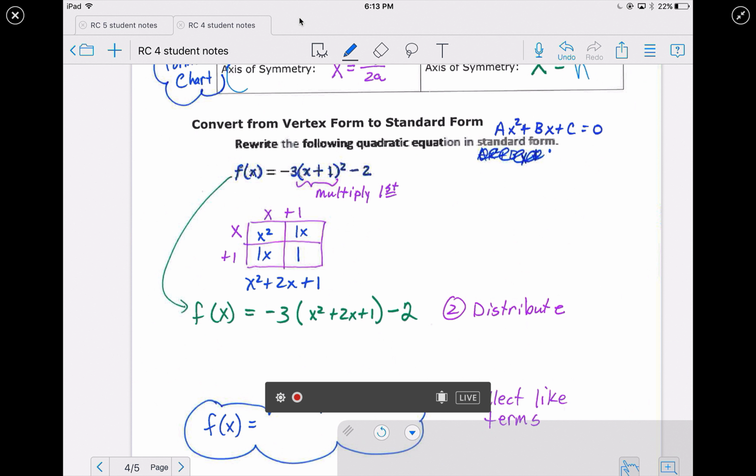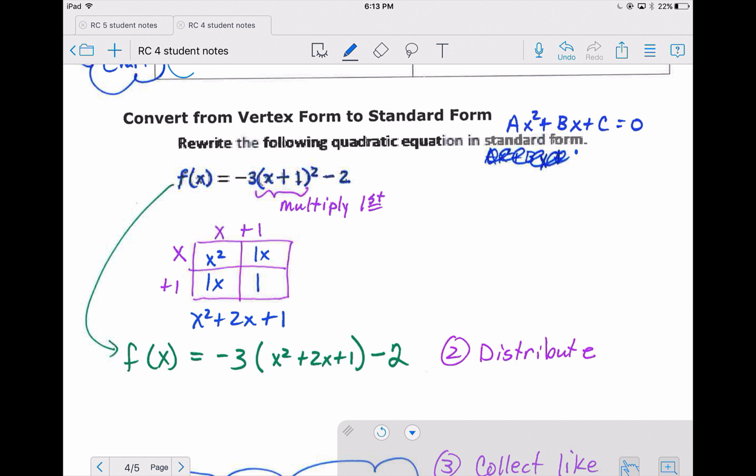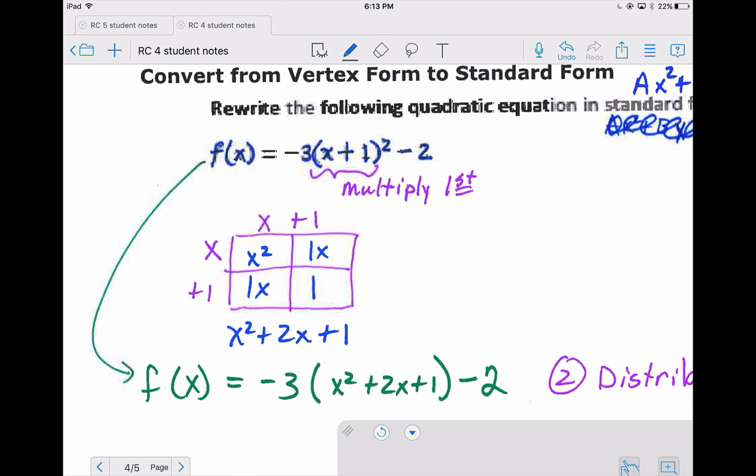Now, if you're asked to convert from vertex form to standard form, what you have to do is basically get everything as simplified as possible, like we reviewed the very first day. So we start by taking f of x. They've written it out for us in vertex form, and they want it in standard, which is ax squared plus bx plus c. So we start by multiplying what's in parentheses.